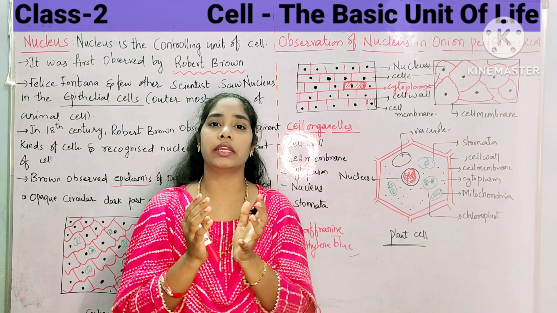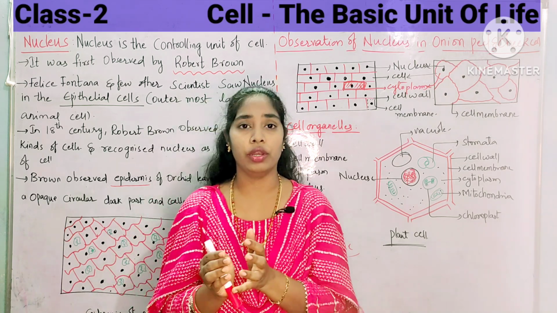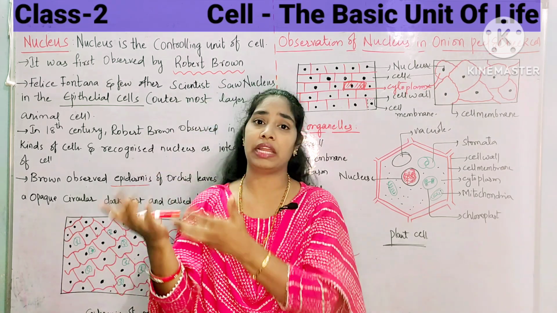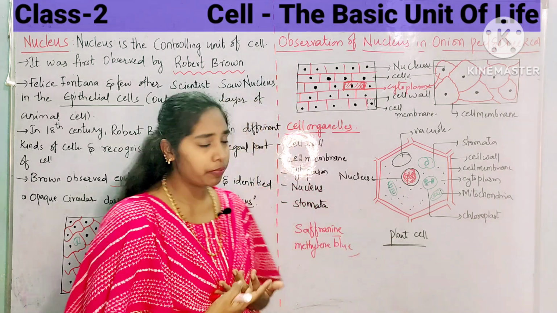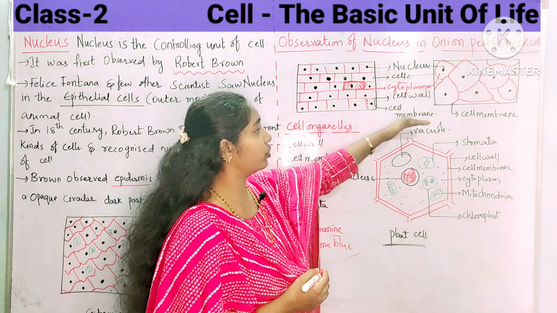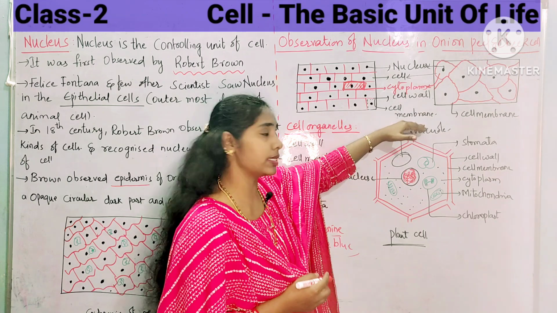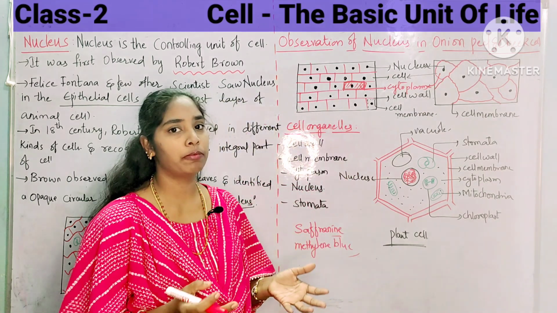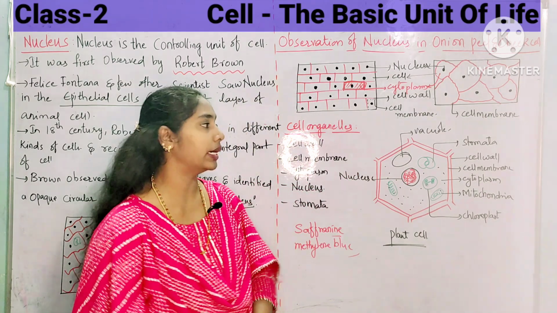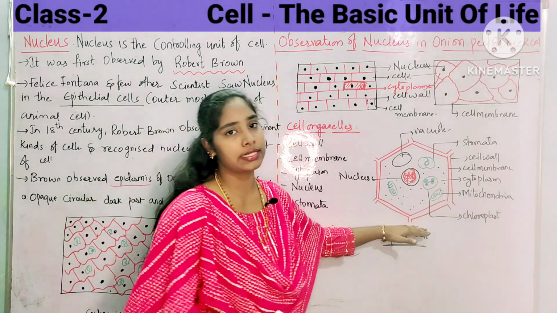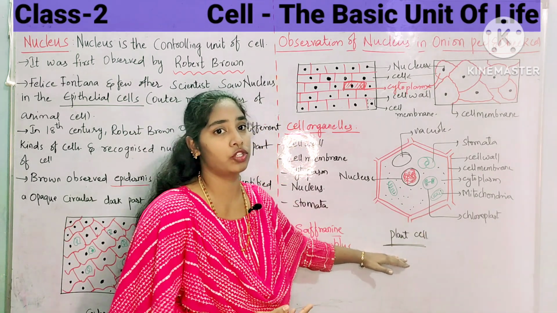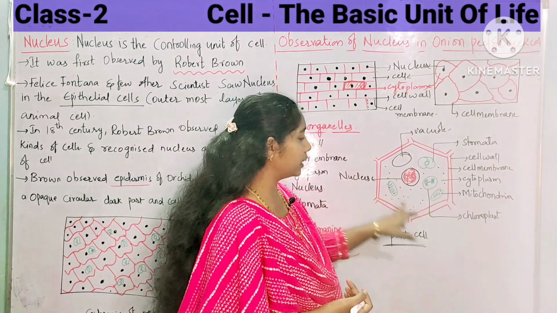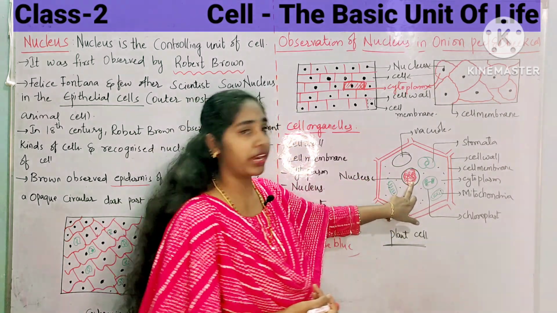It is a dense particle and plays a prominent role as the controlling unit of a plant or animal cell. So this is something about differences between plant and animal cells. Let's take an example of a plant cell, which is easy to understand. Imagine that this is a plant cell, it is hexagonal in shape. Here in the plant cell, in the middle we find the nucleus.